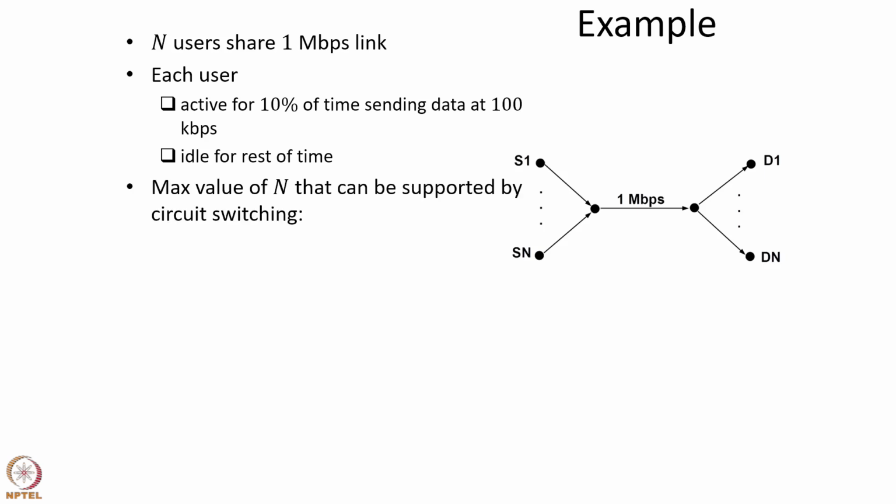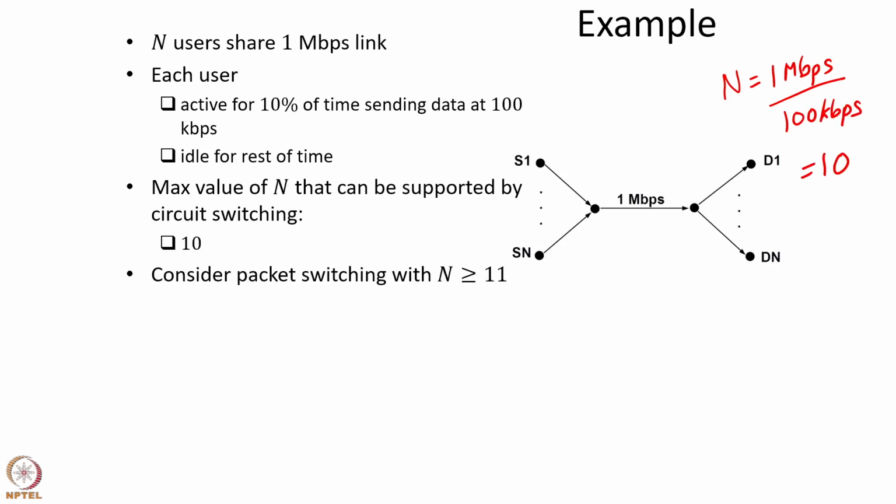What is the maximum value of the number of users n that can be supported by circuit switching? Recall that in circuit switching, the required bandwidth for a call is reserved in advance. Since each user requires a peak rate of 100 kbps, we need to reserve 100 kbps for every user on this link. Hence, the maximum value of n is obtained by noticing that this 1 Mbps bandwidth is divided into parts of 100 kbps each. So the number of users that can be supported is 10. Hence, 10 users can be supported in circuit switching.